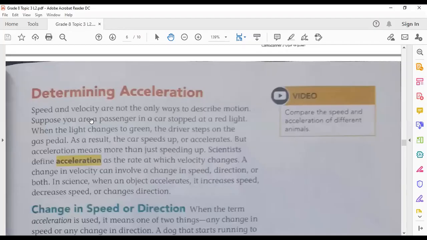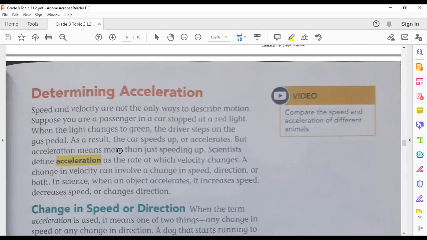Don't worry. Look here. Let's take this introduction. Speed and velocity are not the only ways to describe motion. Motion can also be described by using acceleration. Now, take this example. Suppose you are a passenger in a car stopped at a red light. When the light changes to green, the driver steps on the gas pedal. As a result, the car speeds up or accelerates.